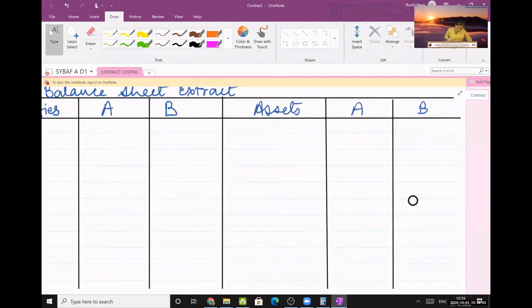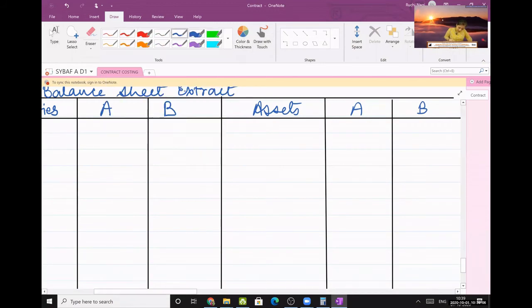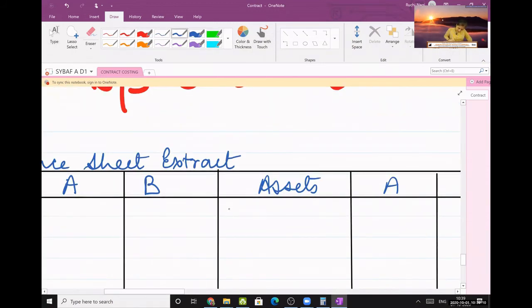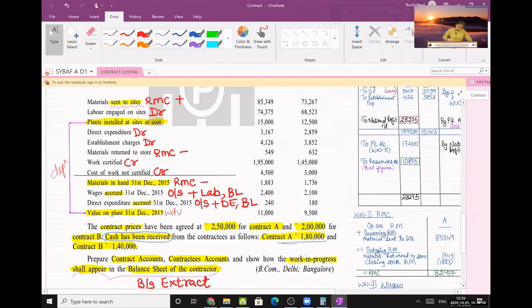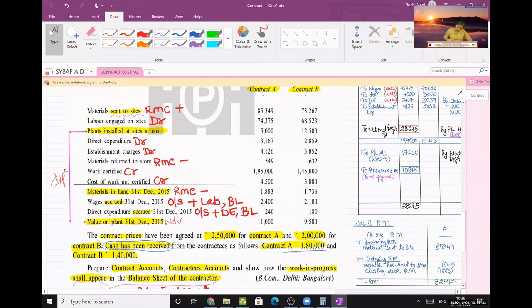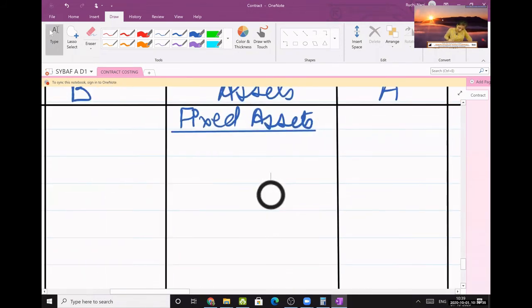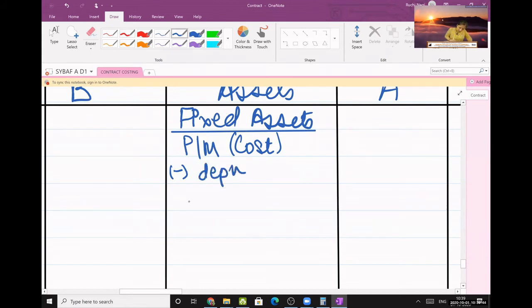Next, we'll start with, first is what? Fixed assets. Start with fixed assets. Underline. Fixed assets mein what do you have? Check karo, question mein sab diya hai. What do I have? Plant. 15,000 and 12,500. Write it like this: plant and machinery, cost ke likho, less depreciation, and you will get WDV of it.